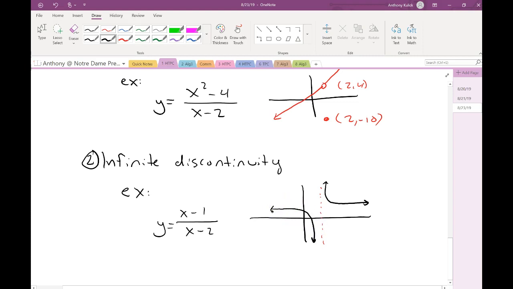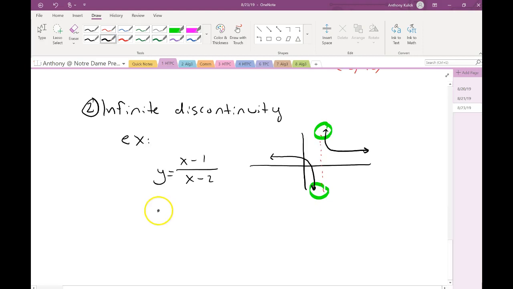So you can have a situation like this. We call these an infinite discontinuity because as the graph approaches that asymptote, the ends of the graph are bombing off towards either positive or negative infinity. So they could be going in opposite directions, or you could have something where they both go in kind of the same direction.